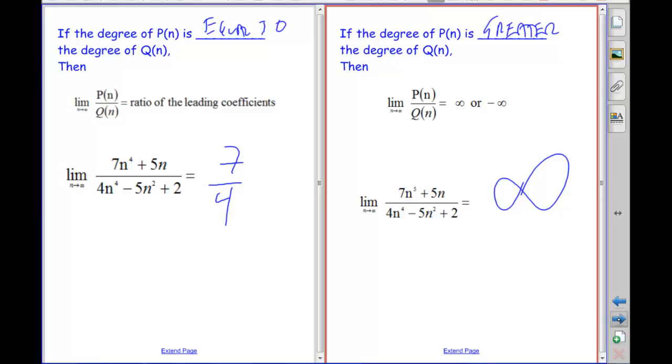The way to judge this easily is look at your leading terms. So this is going to get closer to the limit as n goes to infinity of 7n to the 5th over 4n to the 4th, or the limit as n goes to infinity of 7n over 4. And that's basically a line. It's going to act like a line with a positive slope. So as n goes to infinity, we approach that.